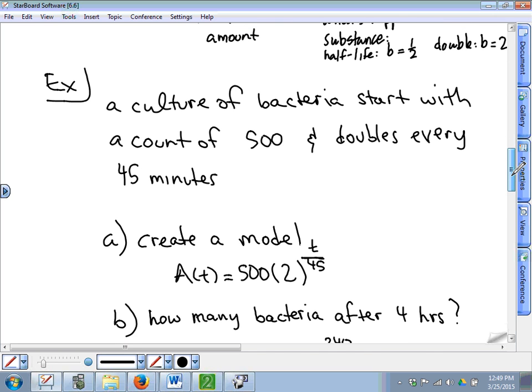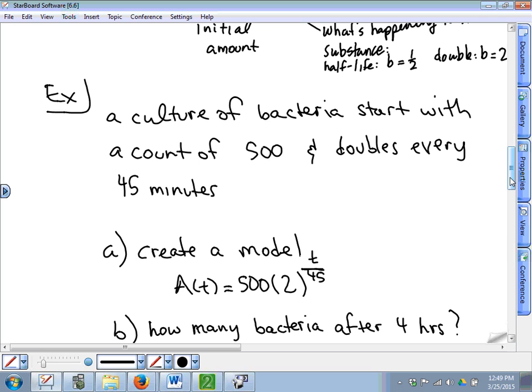So my question to you: how many bacteria after 4 hours? What would you use to find the answer to this? Would this be x? We're going to plug something into t. Is that what I'm hearing? T. Yeah, and I'm glad you guys brought this up. This is a very, very common mistake. You guys listening? This happens all the time, and it's unfortunate because I warn students about it.